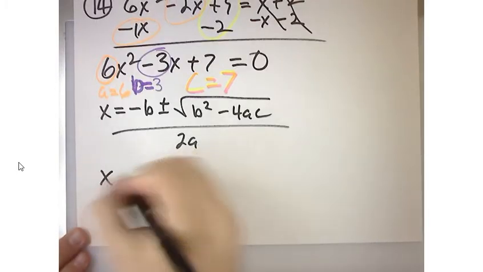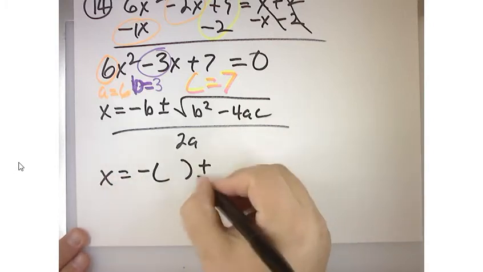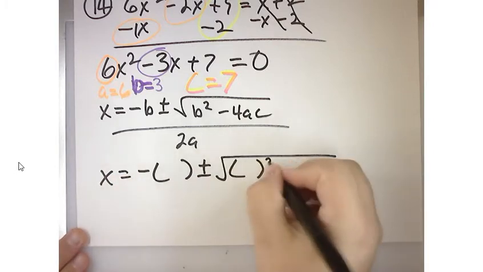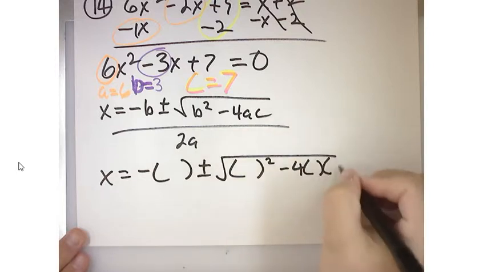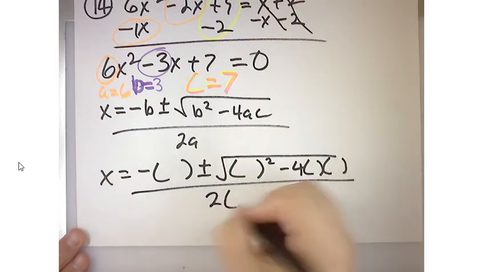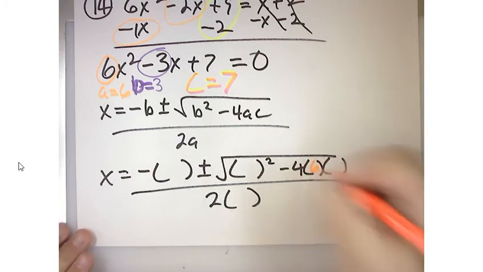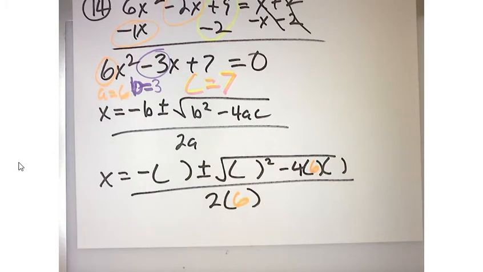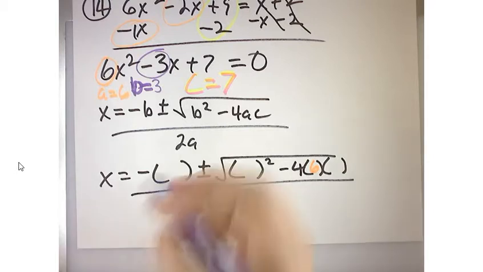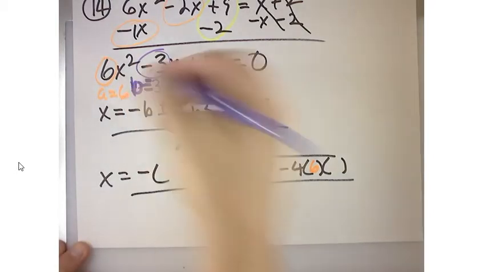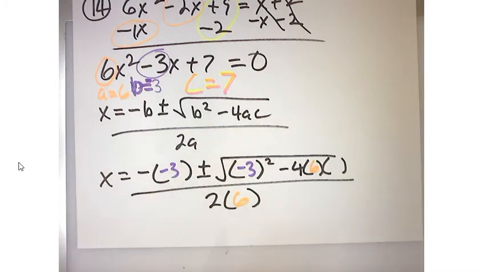So we've got x is equal to negative b plus or minus the square root of b squared minus 4 times a times c all over 2 times a. So let's do the a's first. I've got 6 here and 6 here. Done with that. B's are next, so my b is negative 3, not positive 3. So negative 3, negative 3. Done with that. And then for c, I've got 7. So I just put my lonely little 7 over here. And now let's crank through that.